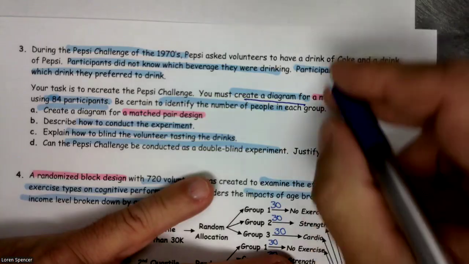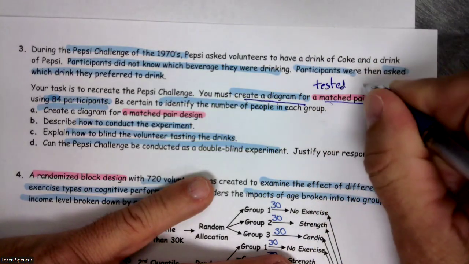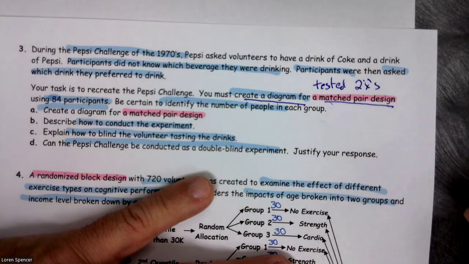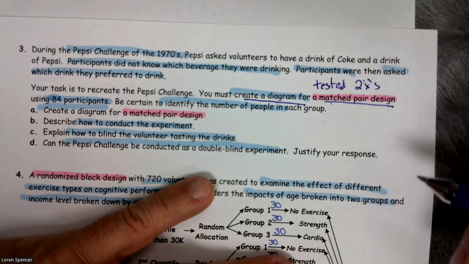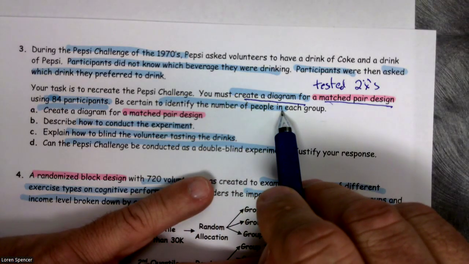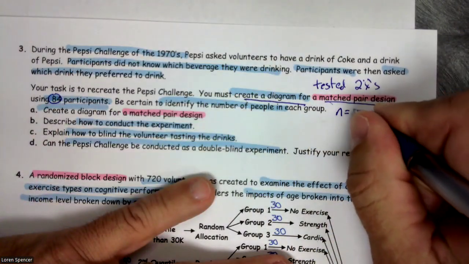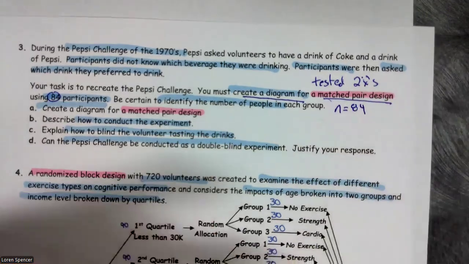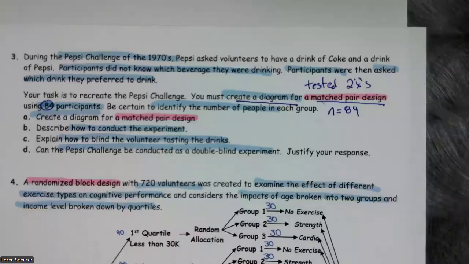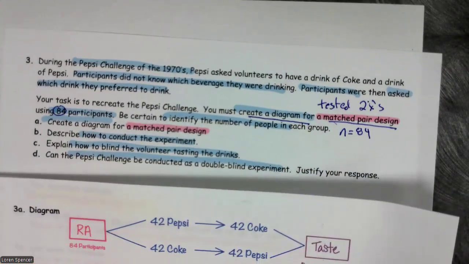Matched pairs means tested twice, so each participant is going to test twice. They're going to test Coke and they're going to test Pepsi. Be certain to identify the number of people in each group. We have 84 participants, so our sample size is 84. So 84 people are going to try both Pepsi and Coke.